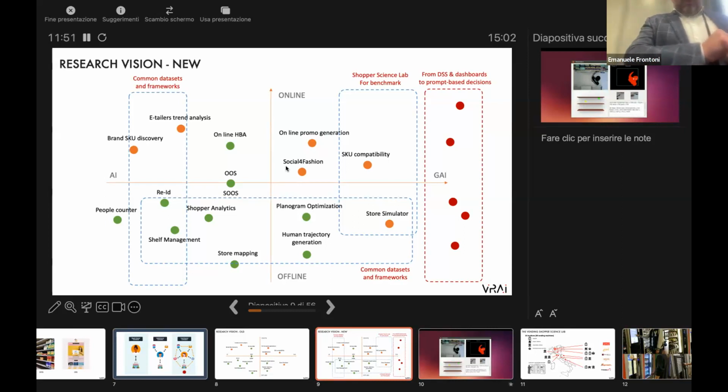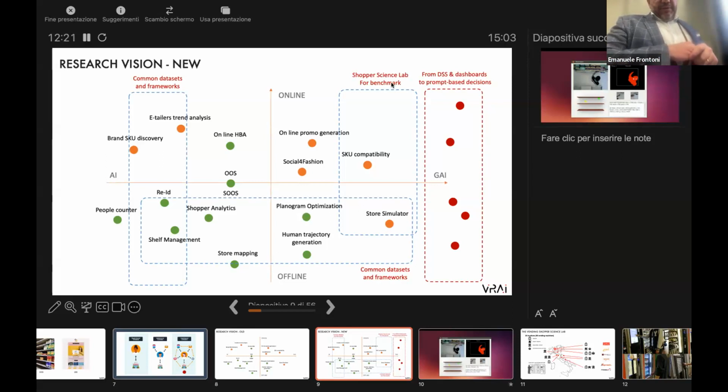Also, we want to push a lot on the shopper science market. I will move it with my mouse here. This idea of the shopper science lab that I was showing in the beginning is the crucial point for us also to join the online and the offline together again. And if we go back to the ecosystem, to the names of the brands that we have the pleasure to work with, we want to push them also in this direction.